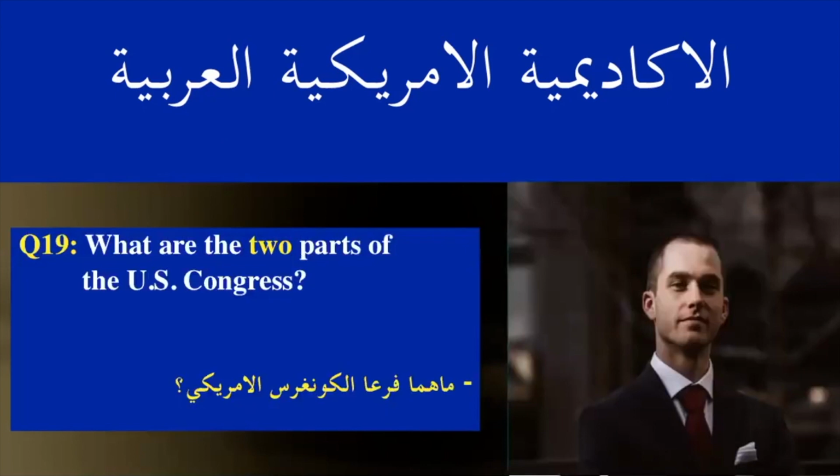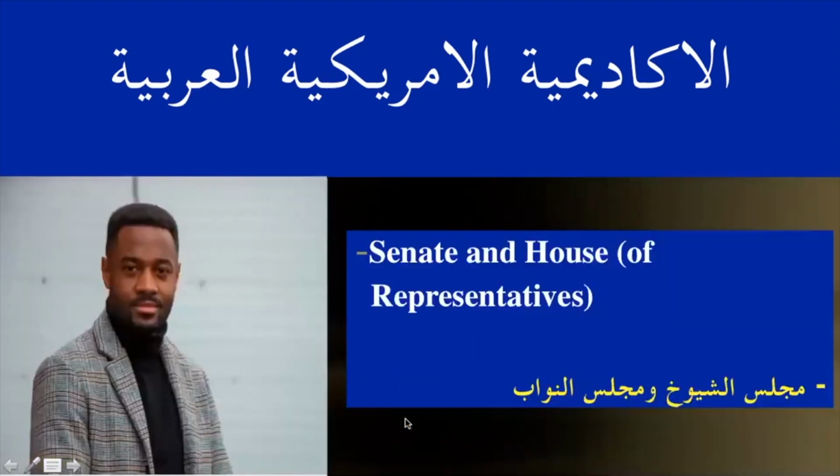What are the two parts of the US Congress? Senate and House. You can say just Senate and House, or Senate and House of Representatives.